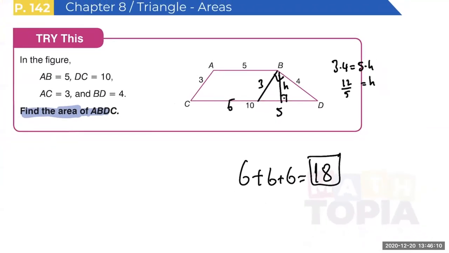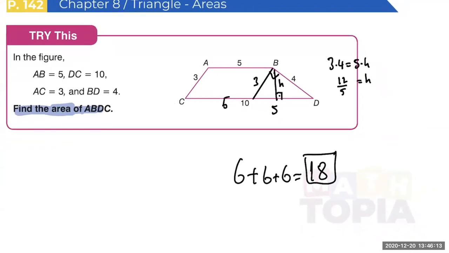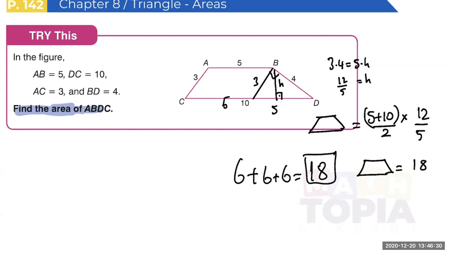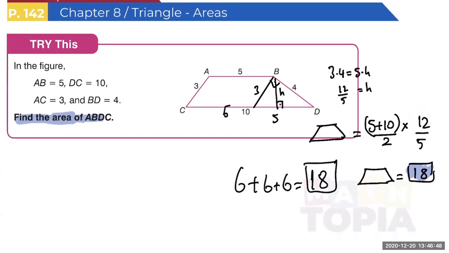Then you can use the area of the trapezoid. So the area of the trapezoid becomes the sum of two bases over 2 times height, which is 12 over 5. When you do the calculation, you will also get 18 unit square from this one. Finding height, and once you find height, you know the area of this trapezoid becomes the average of the sum of two bases times height. That is the end of the page 142 side problem.